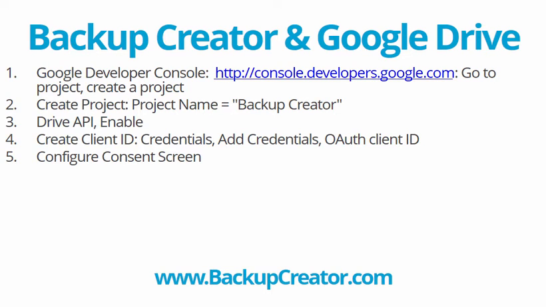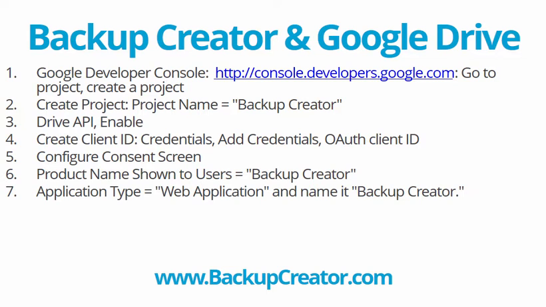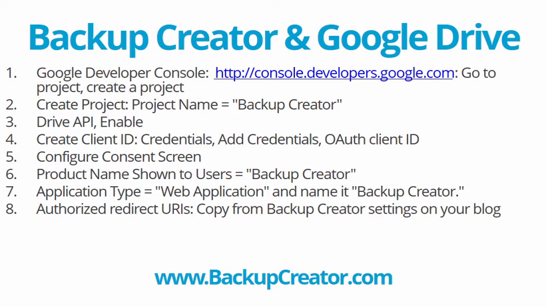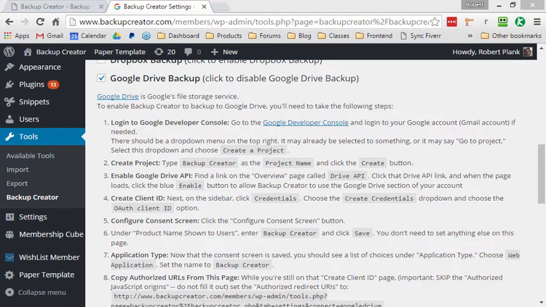We'll click on through to configure the consent screen, and the only thing we have to set on that screen is a thing called a product name, which again is Backup Creator. We'll choose an application type, set it to web application, and name it Backup Creator, and then copy a web address from your blog over to Google, and then copy a thing called a client ID and a client secret from Google also back to your WordPress blog. So it looks like a lot of steps, but it's really not. It's really easy once we get rocking and rolling here.